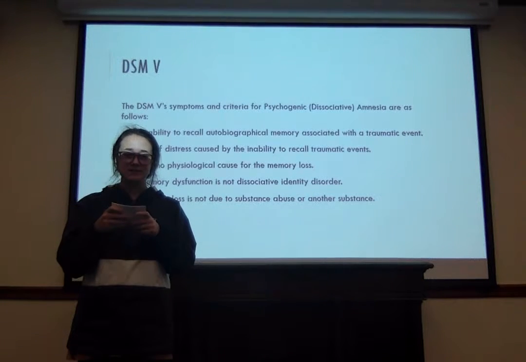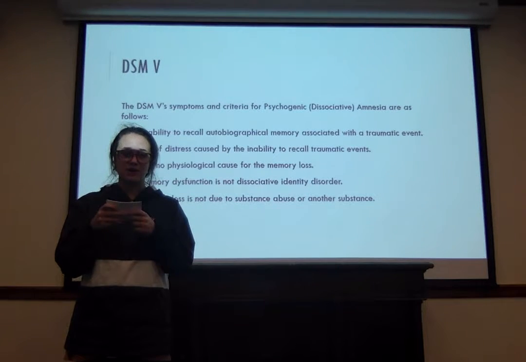DSM-5. The DSM-5 symptoms and criteria for psychogenic, otherwise known as dissociative amnesia, are as follows. The inability to recall autobiographical memory associated with a traumatic event, a state of distress caused by the inability to recall traumatic events. There is no physiological cause for the memory loss. The memory dysfunction is not dissociative identity disorder, and the memory loss is not due to substance abuse or other substances.